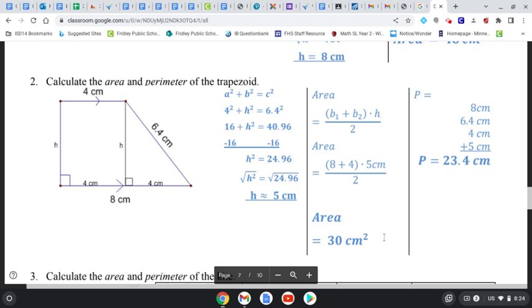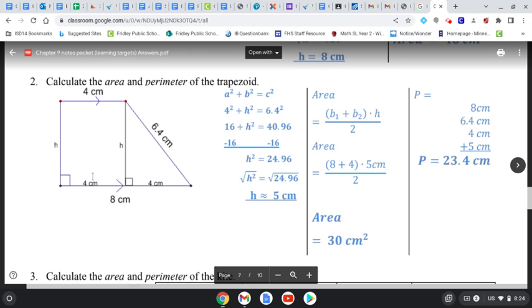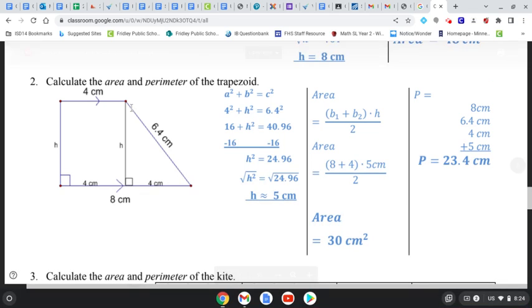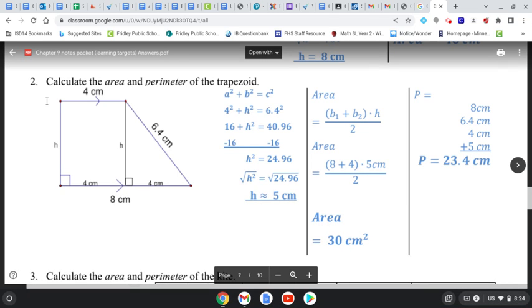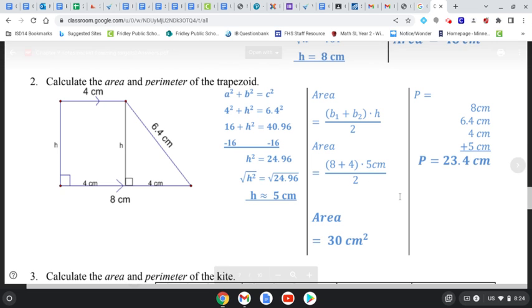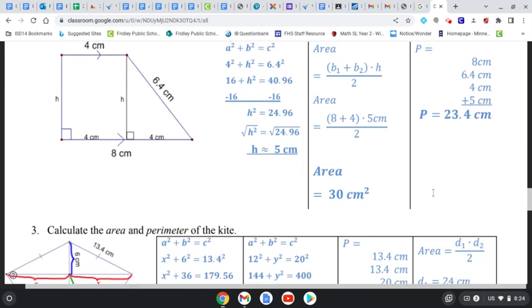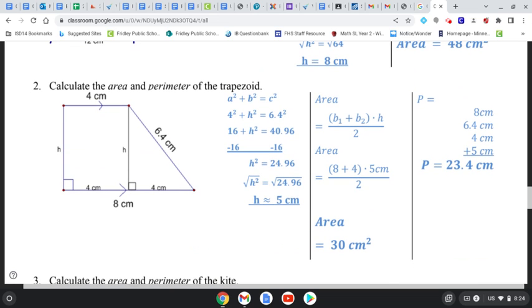And then they do ask us for the perimeter. So to find the perimeter, we just add these sides together. So 8 plus 6.4 plus 4. And then this is 5. So we just add those together. So I'll stop this video here and finish it on video 2 for this lesson.